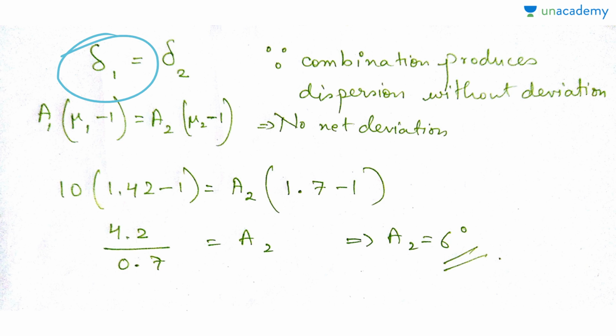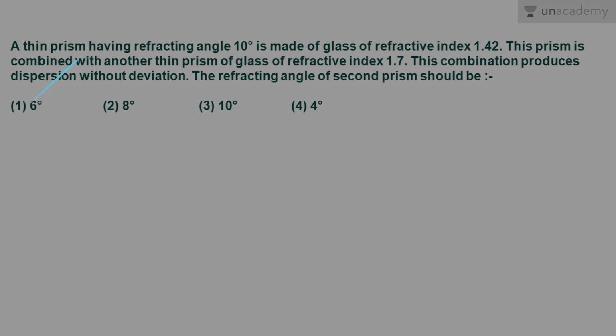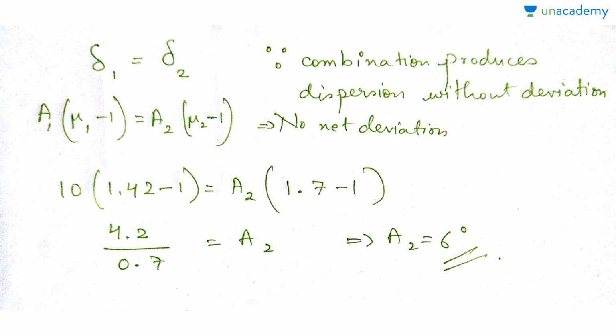So what is the formula for delta? A into mu minus 1. For the first prism we will have A1 into mu 1 minus 1, and for the second prism we will have A2 into mu 2 minus 1. We are given the values of A1, mu 1 and mu 2, and we need to find the value of A2. Put the values, get the answer. Upon putting the values, we will have A2 as 6 degree, which is the first option. Now let us move on to the next question.